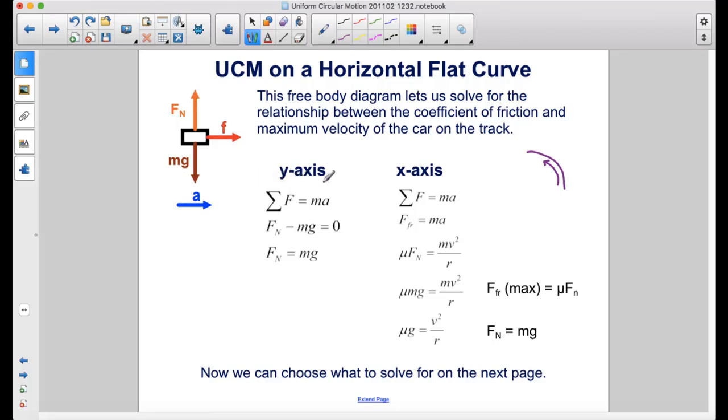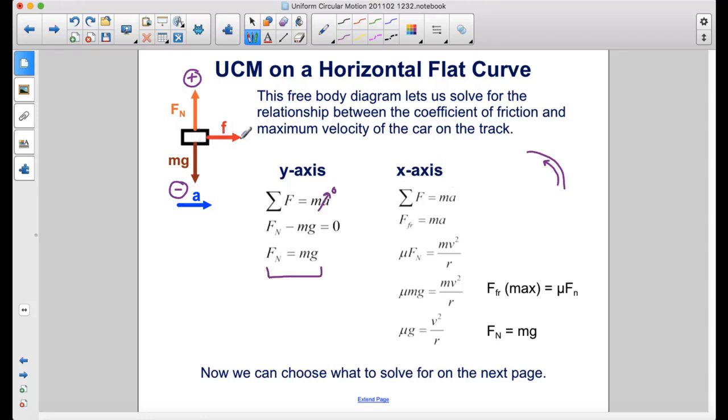First, we begin in the y-axis to find the normal force. We have two forces in the y-axis, the normal force pointing up in the positive direction and mg pointing down in the negative direction. We don't have any acceleration up or down, therefore this is 0. When we solve for the normal force, we get that the normal force equals mg. Then we move to the x-axis.